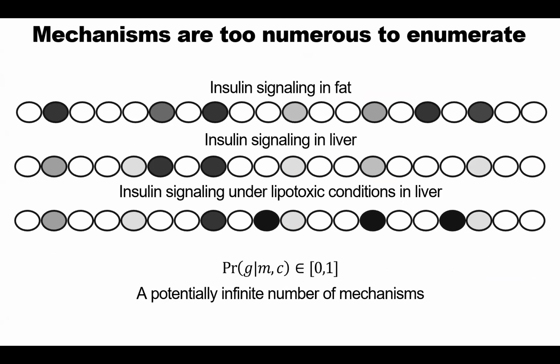However, many mechanisms are too much to enumerate, and they're very similar, right? Insulin signaling in fat, insulin signaling in liver, insulin signaling under lipotoxic liver conditions. They're very similar, but they have some differences, but they're difficult to enumerate. So we actually wanted to refine the number of mechanisms reported back to you so you can actually make some sense of it. So it's more about making it simpler, but anchoring it to human genetics.